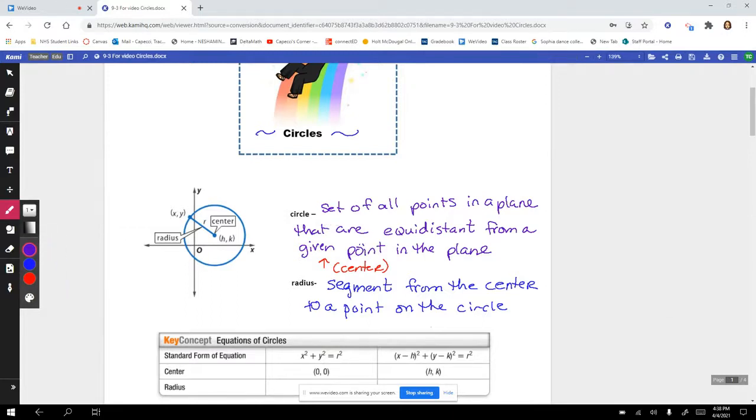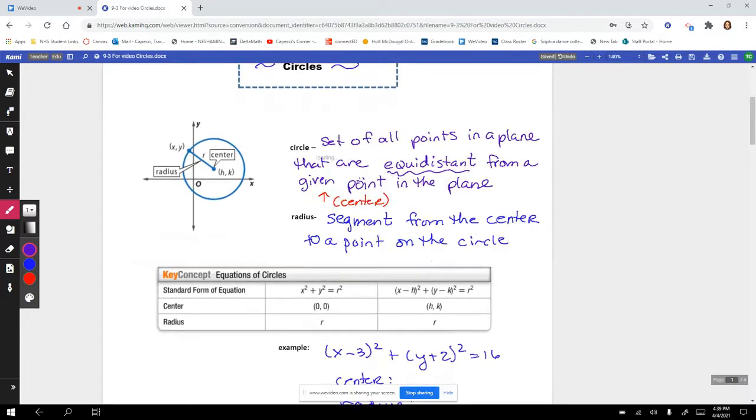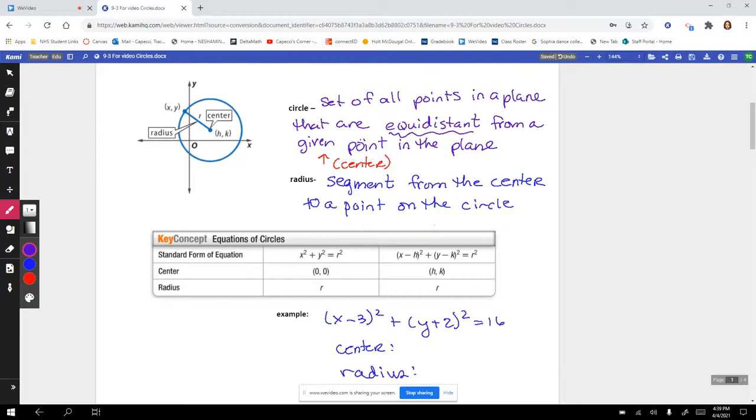It's a set of all points in a plane that are equidistant. We hopefully remember that from geometry. Equally distant is what that means, from a given point in the plane, which is the center. Now, the radius is a segment from the center to a point on the circle. You probably remember that from all of your previous math classes, but let's go into a little bit more detail here. We're going to work with equations of circles.